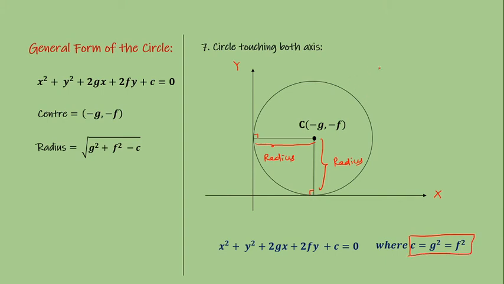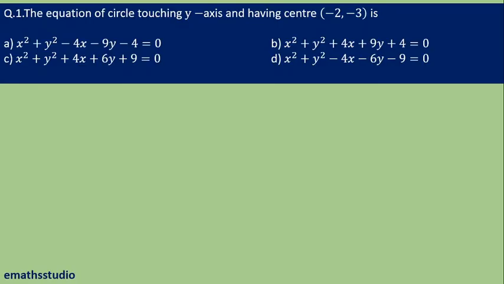Or maybe one can remember something like this. The radius can be written as mod of the x coordinate of the center as well as mod of the y coordinate of the center. Both of them are equal. So this is the theory for circles touching the x-axis, the y-axis, and both axes. So we discussed some of the special circles in this case. Now here I am discussing a few questions based on whatever theory we have discussed till now.